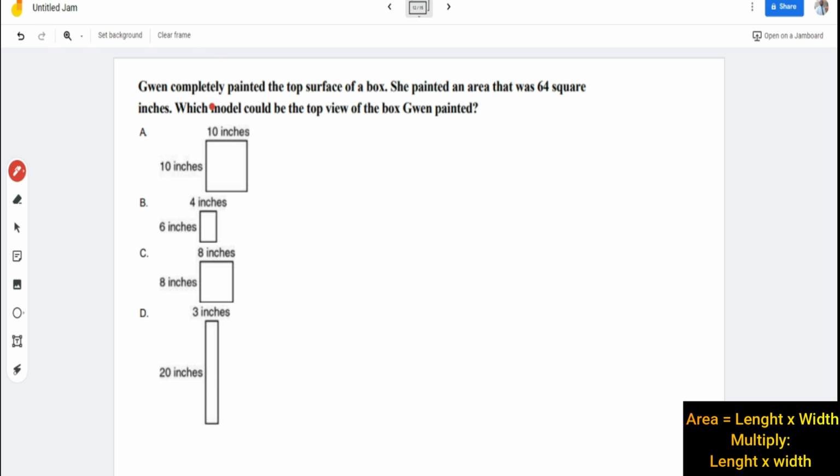Gwen completely painted the top surface of a box. She painted an area that was 64. That's the total. The area was 64. Basically, what you're going to do is find one of these rectangles or squares that when you multiply the length and width by each other, they will give you 64. Which one is it? You have to work on it.